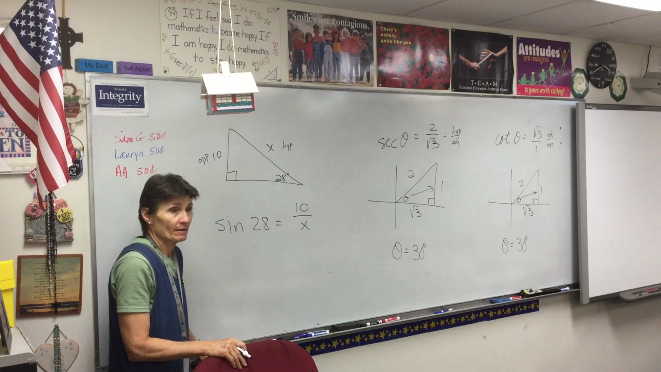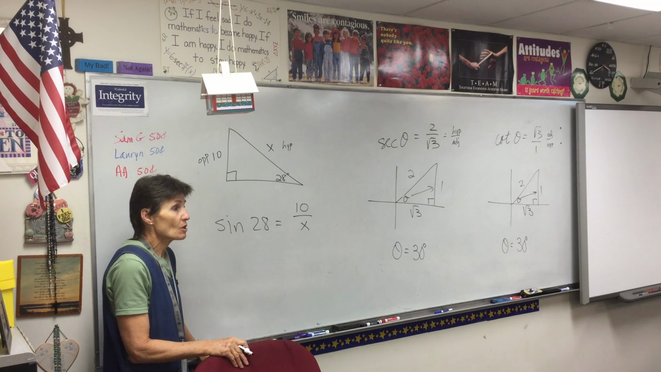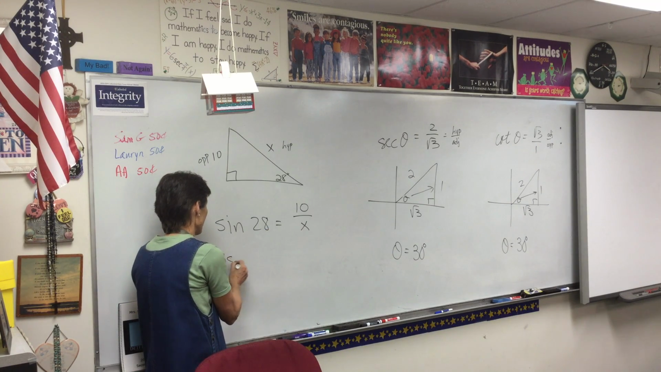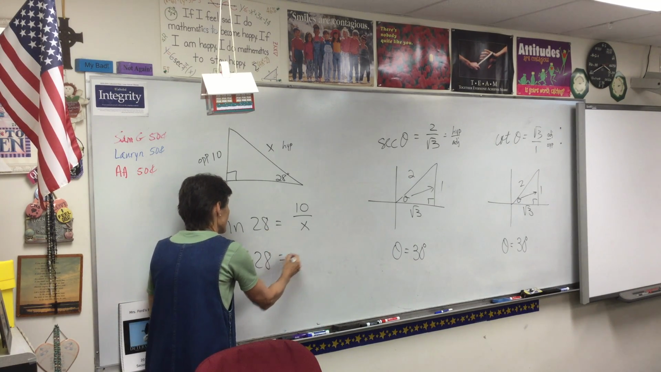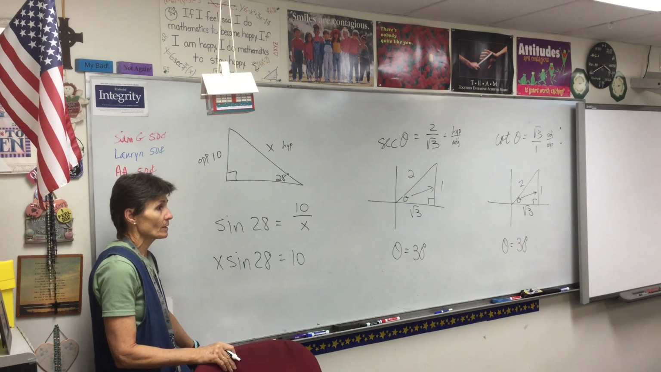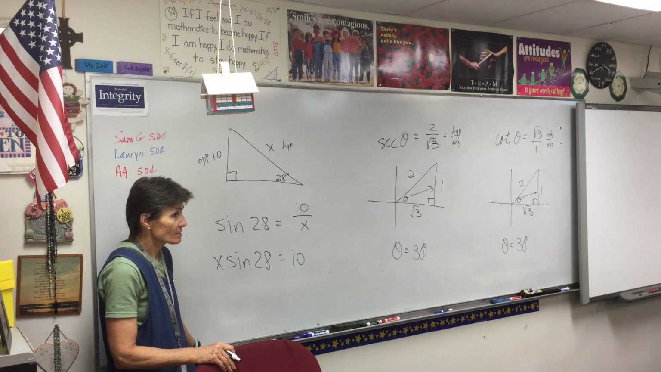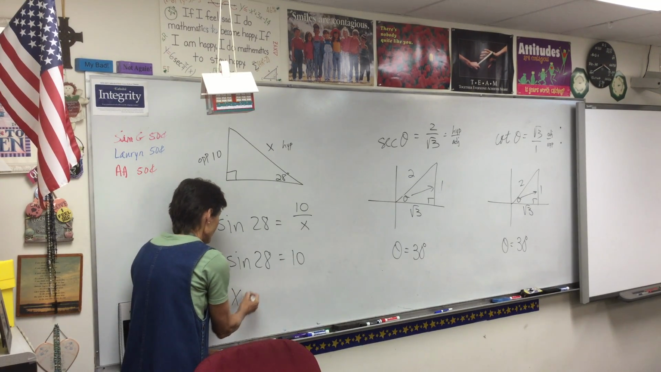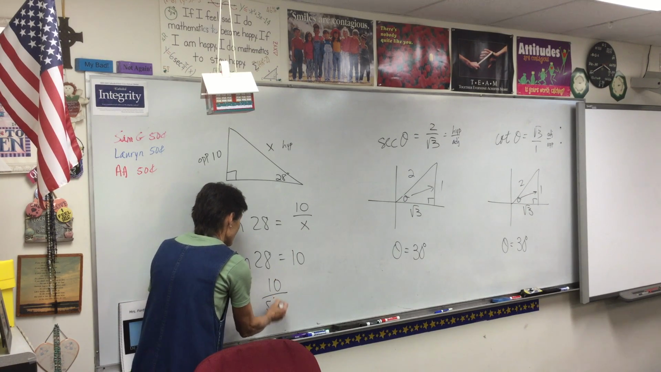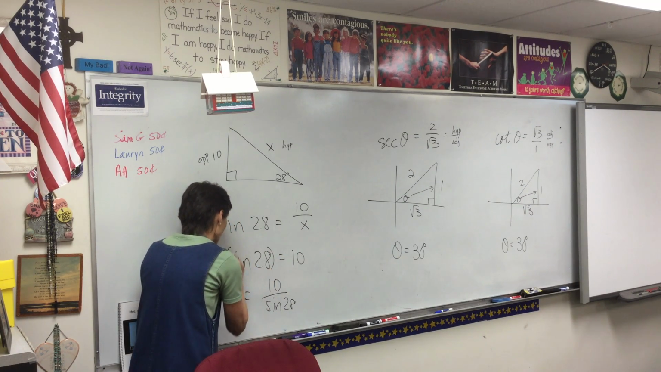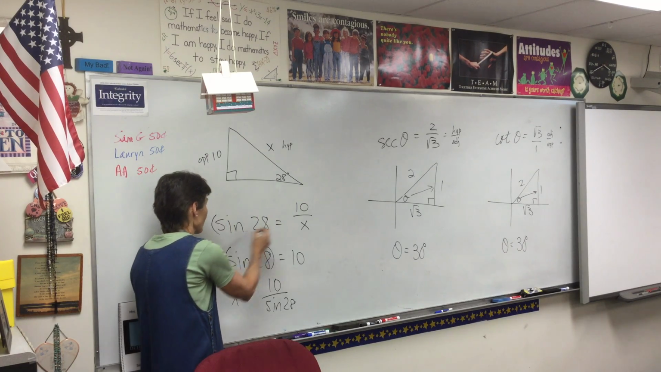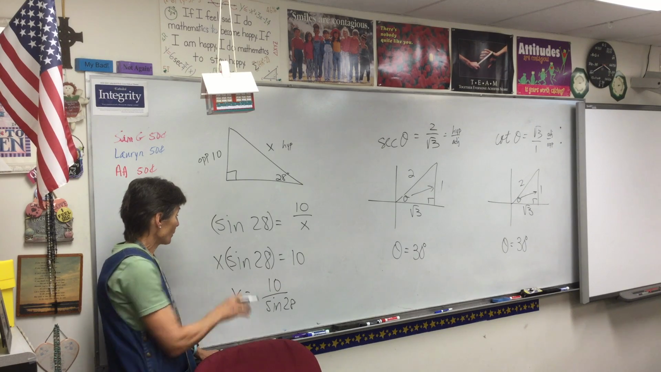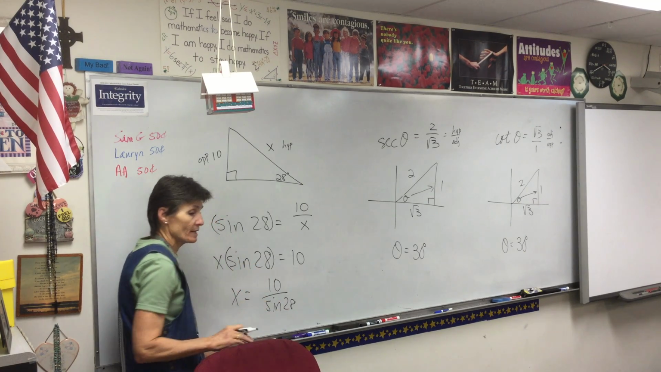Now we need to solve that. You can't solve when the variable is in the denominator, so I'm going to bring that over here and write x sine 28 equals 10. Does that make sense to you? Multiply both sides by x. And now I need to get x alone, so I am going to divide by the sine of 28. This is a block. You cannot separate those two from each other. They go together. So when I divide, I'm dividing by sine 28.